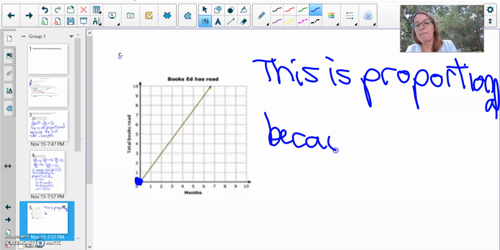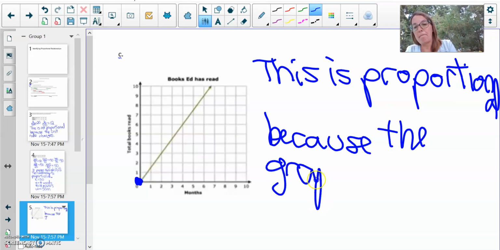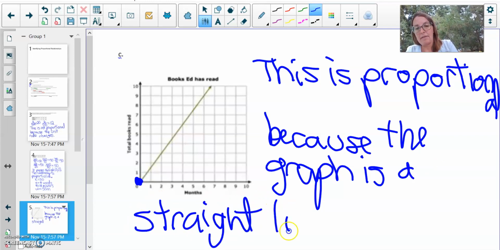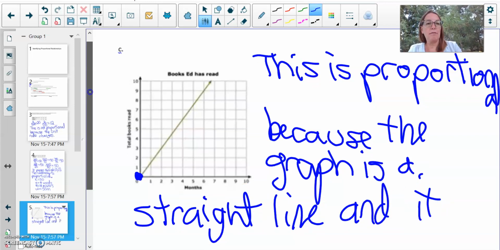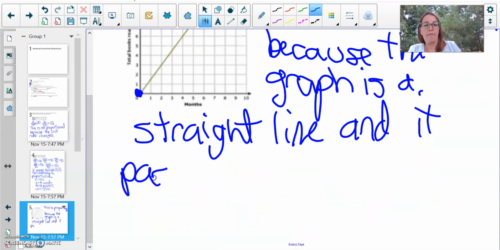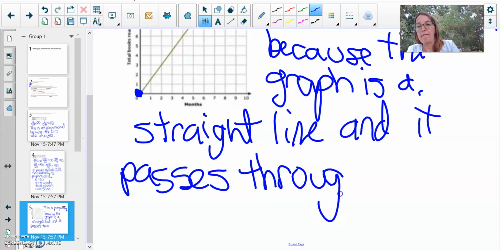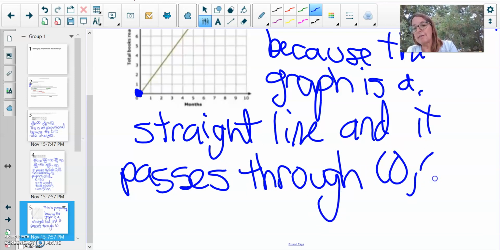Because the graph is a straight line. And it passes through the origin 0, 0. So because of those two things, that makes this relationship proportional.